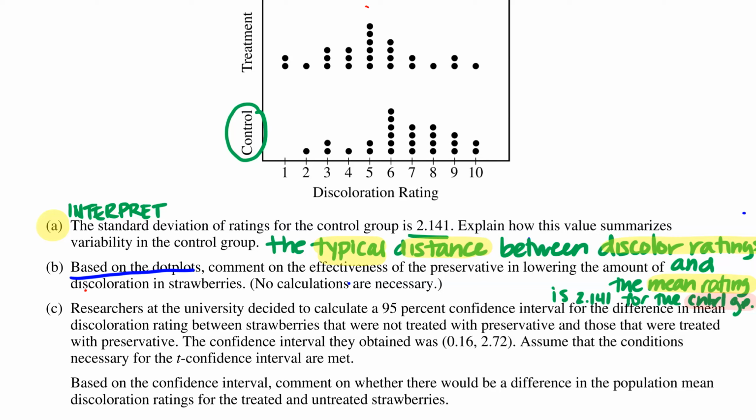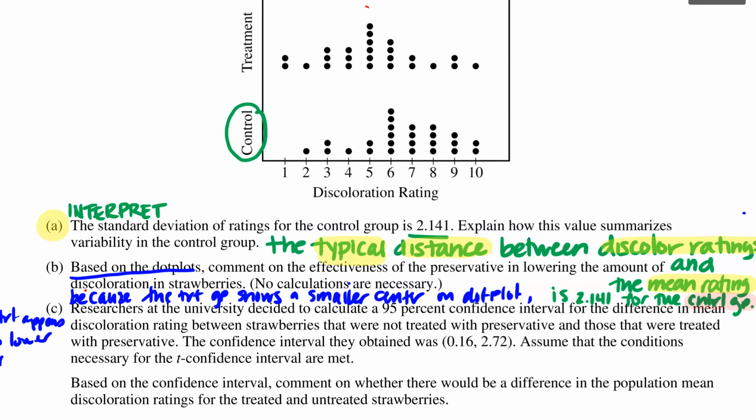So which part of SOCS would really tell us whether or not the preservative worked? Is it the shape, the outliers, the center, or the spread? We should be focusing on center here. So we could say, because the treatment group shows a smaller center on the dot plot, treatment appears to lower discoloration.